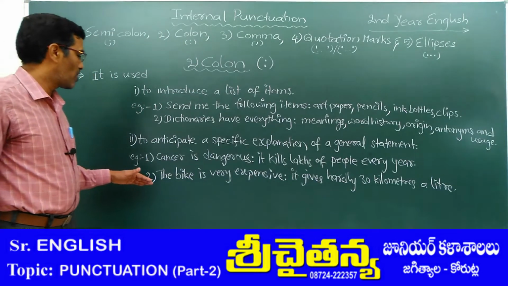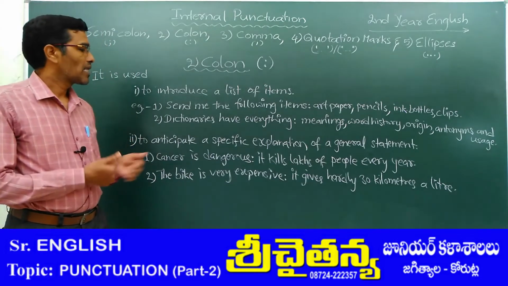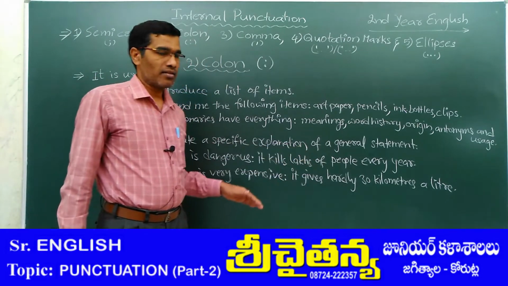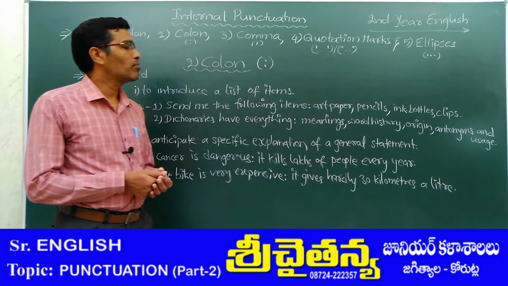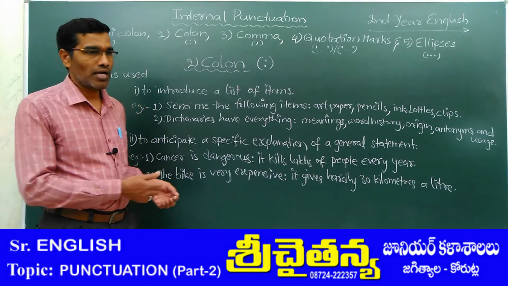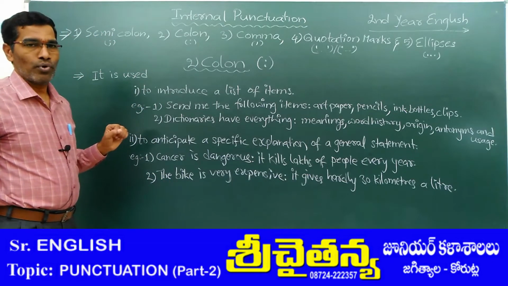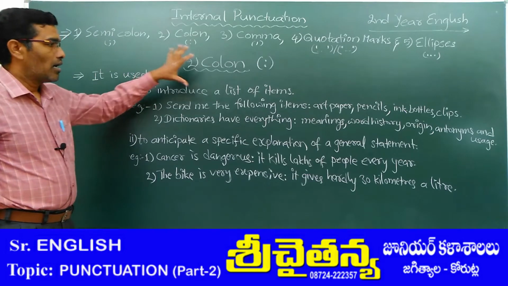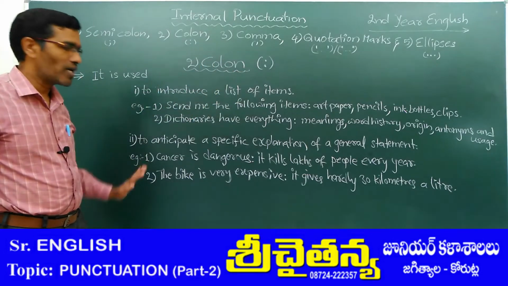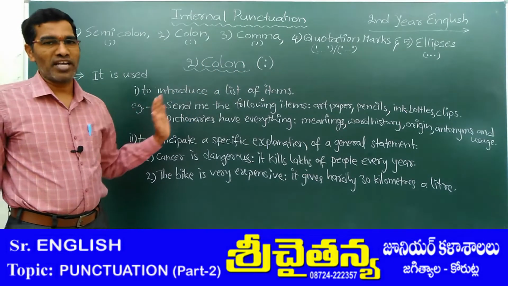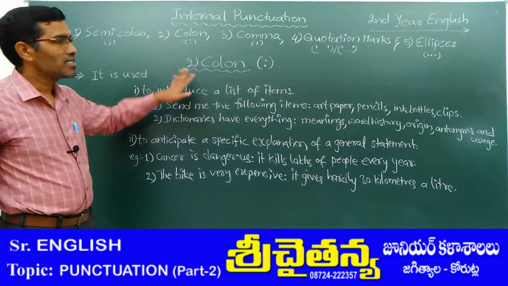Observe the second example also. The bike is very expensive. Again, we are explaining what about the bike. It gives hardly 30 kilometers a liter. Right? Okay, with this, there are only two points. One is to introduce a list of items, and the second one is for explanation purposes. Right? This is our second point, that is colon.